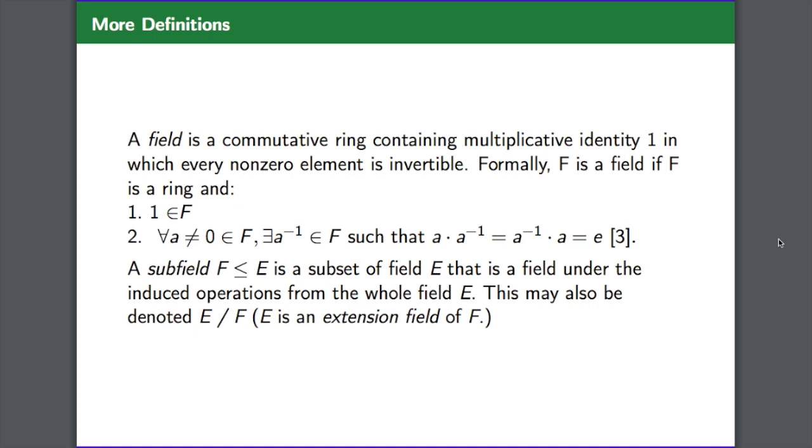And last, we want to define a field as a commutative ring. It has to contain an identity 1, a multiplicative identity, and we also have to have that every non-zero element is invertible. So F is a field if F is a ring, and we have 1 in F, and we also have to have inverses for every element of F not equal to 0.